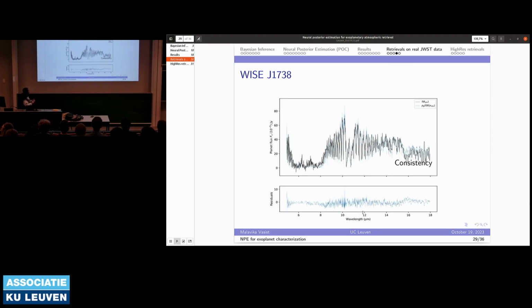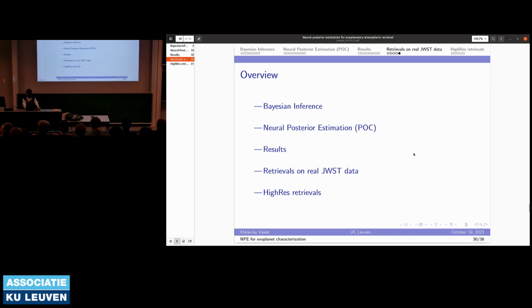It's the same idea, where I randomly sample from the posterior and render it through the simulator, and then overlay it on top of the observation. You see that at higher wavelengths, it's not doing very well. It's the model. I'm trying a few different models to make it fit better. So that was the retrievals on JWST data.